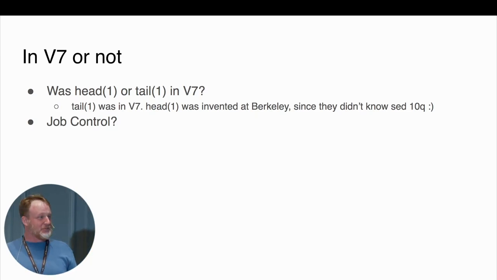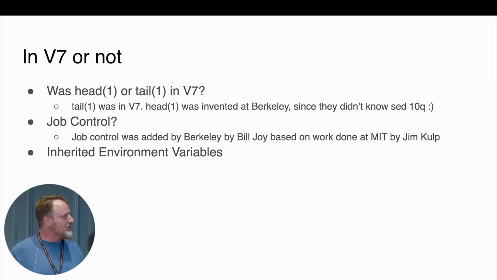So job control. With job control in version 7, we're all used to hitting Control-T and Control-Z to send things into the background. No, you're right, it was at Berkeley. Oh, no, wait. It wasn't at Berkeley. It was done in Europe and then redone at MIT by Jim Kulp, and Bill Joy took that work and added it into the Berkeley release.